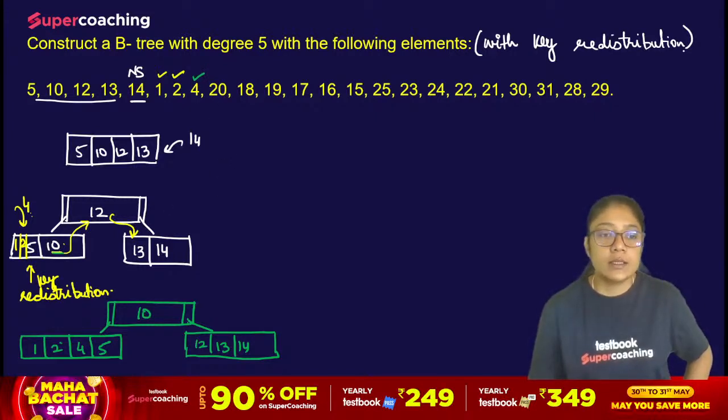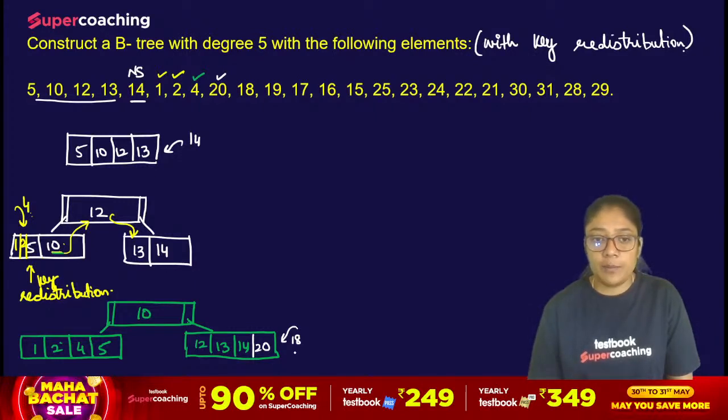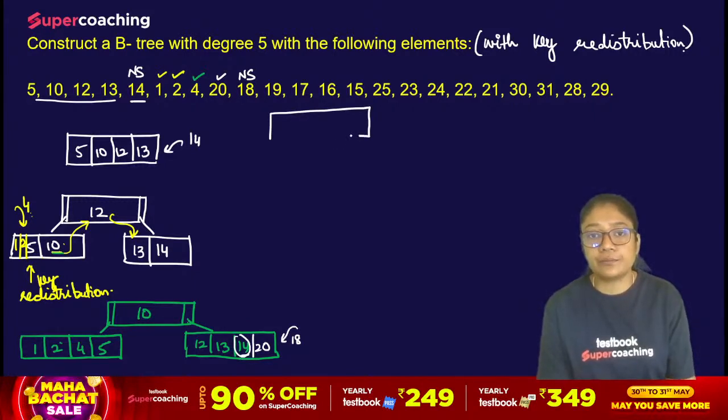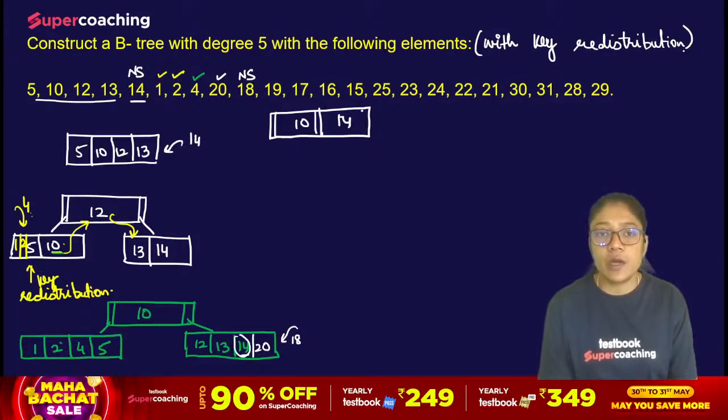Next one is 20. Since 20 is greater than 10, so it will be going to the right side. So here we have added 20. Next element is 18. 18 has to come here. Now this is a case of overflow. Now it is asking its sibling, can you help me out? तो sibling is already full. तो जब sibling के पास भी space available नहीं है, then in that case we need to go for node splitting. किसके basis पे होगी? On the basis of the middle element. So here we'll get 10 and 14. I hope that the concept of key redistribution is also clear.